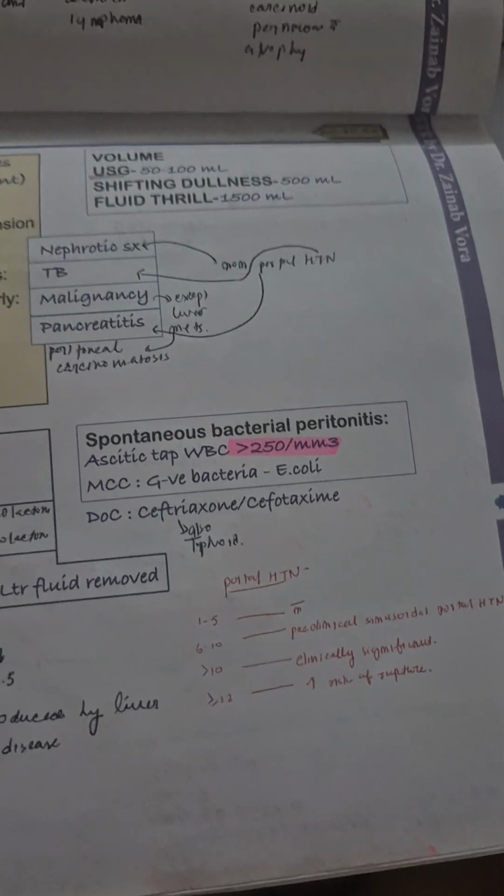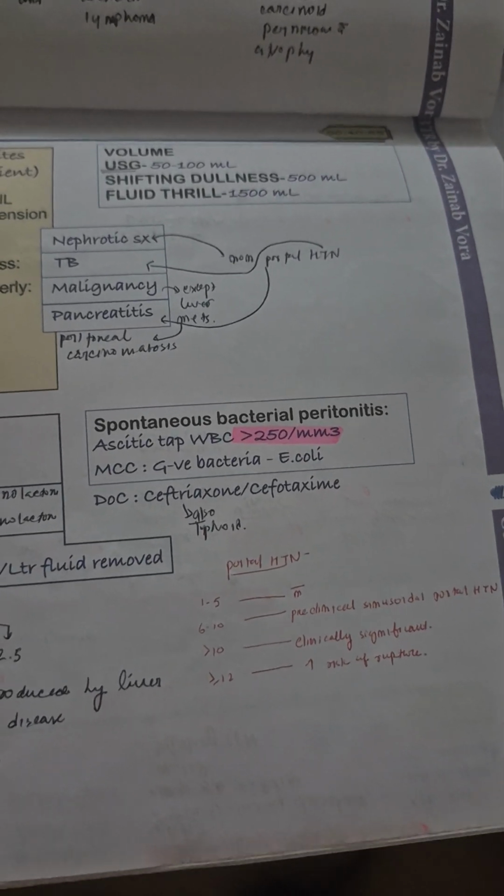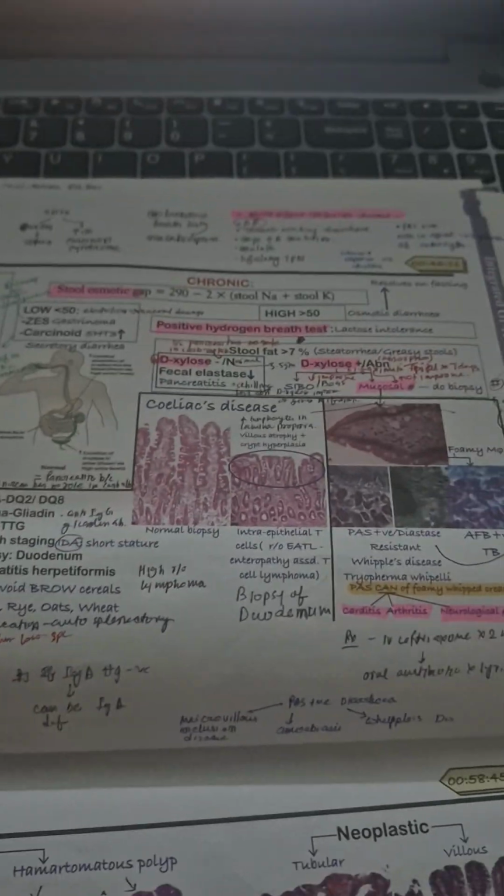So it leads to portal hypertension, post-sinusoidal portal hypertension. Then spontaneous bacterial peritonitis, WBC more than 250 per millimeter cube. And this is a fact. Okay. Then this is important: chronic diarrhea investigation.